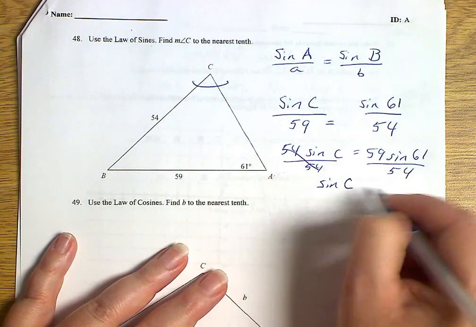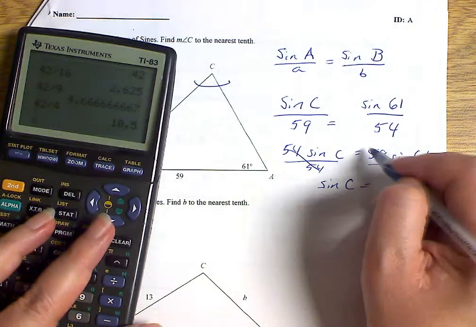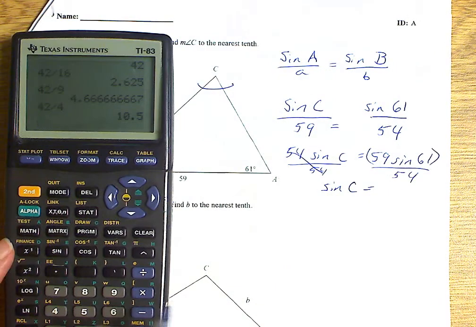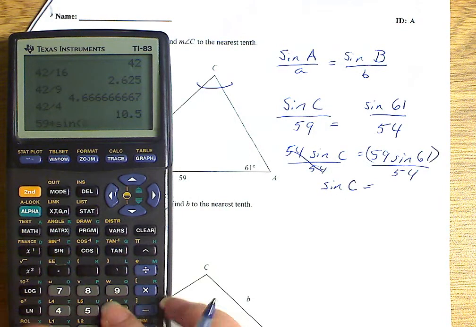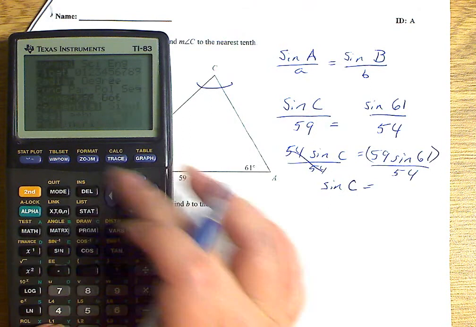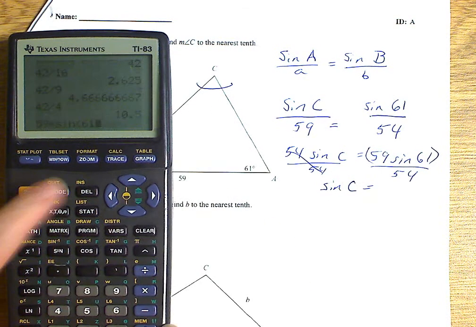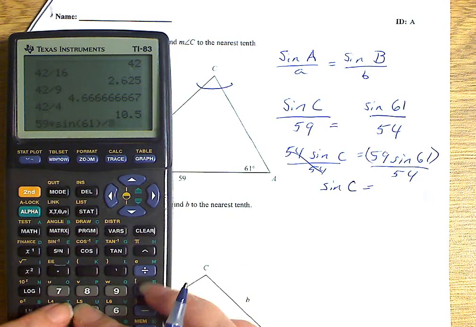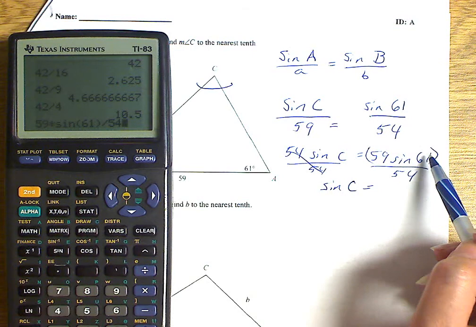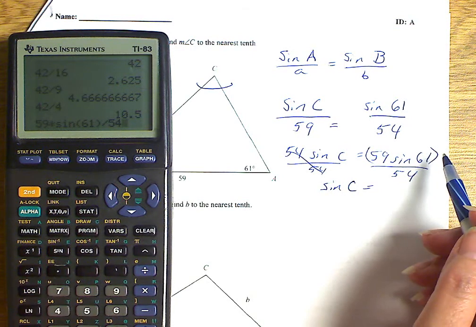I'm going to throw this into my calculator, putting parentheses around that. So I have 59 times sine of 61. My mode is in radian right now, so I've got to change it to degrees. That's going to mess me up on the exam. 61 divided by 54. You have to remember to make sure you're in degree mode when you're doing all the degree stuff, and then radian mode otherwise.